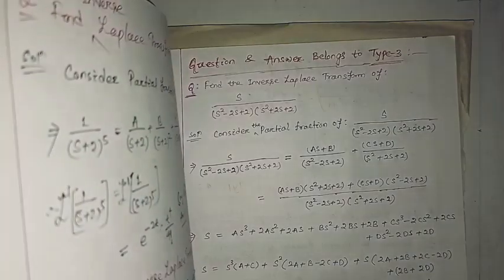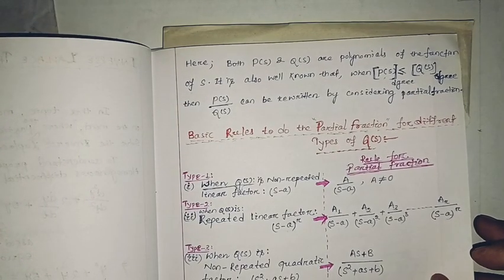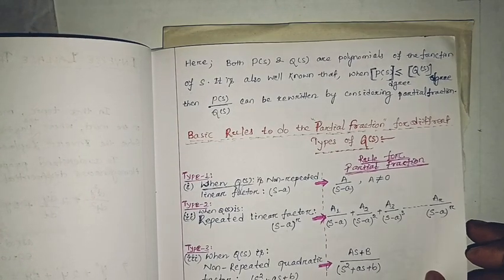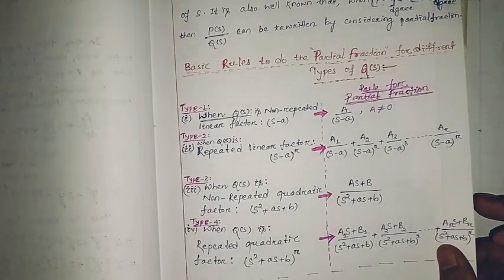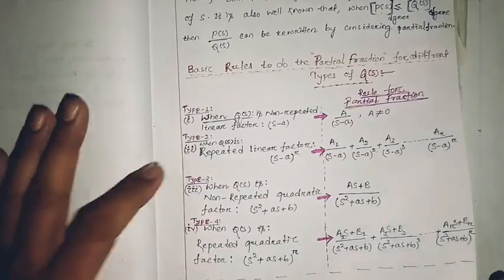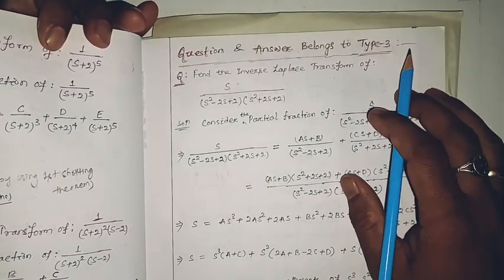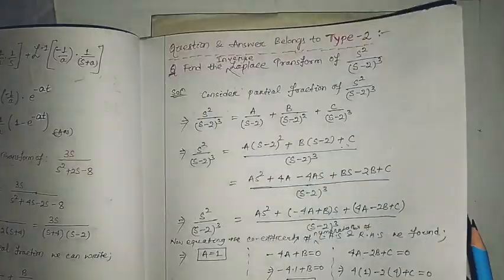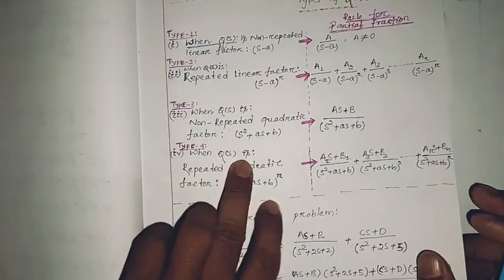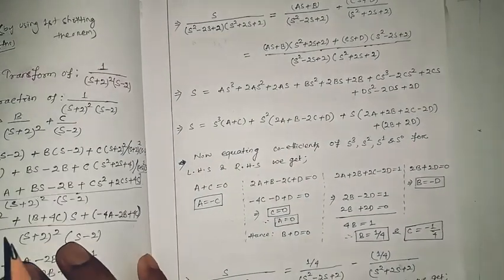Okay, hello everyone. In our last class, we discussed the basic rules of partial fractions for different types of questions, and we discussed the questions and corresponding answers of type 1 and type 2. In this class, we are going to discuss questions and answers belonging to type 3. That means non-repeated quadratic terms in the denominator, and how we are going to consider the partial fraction.